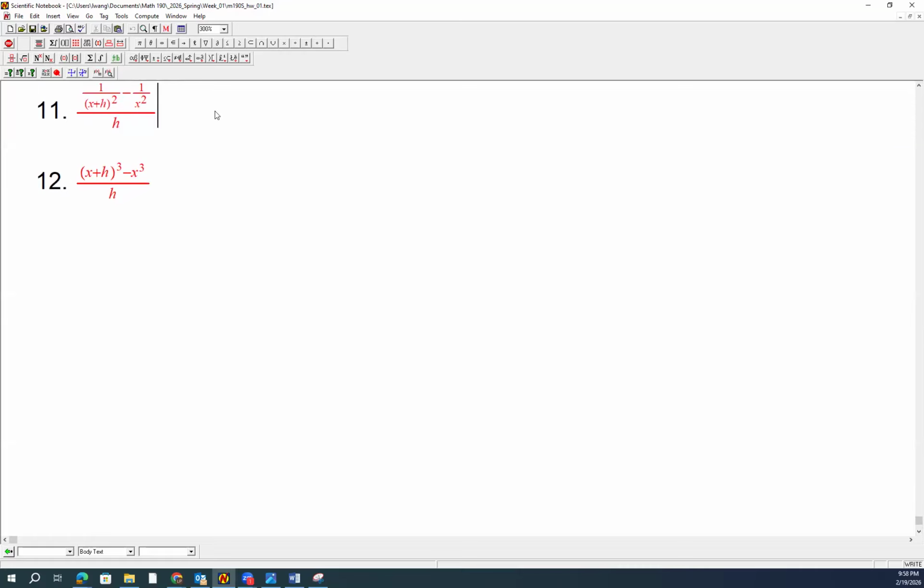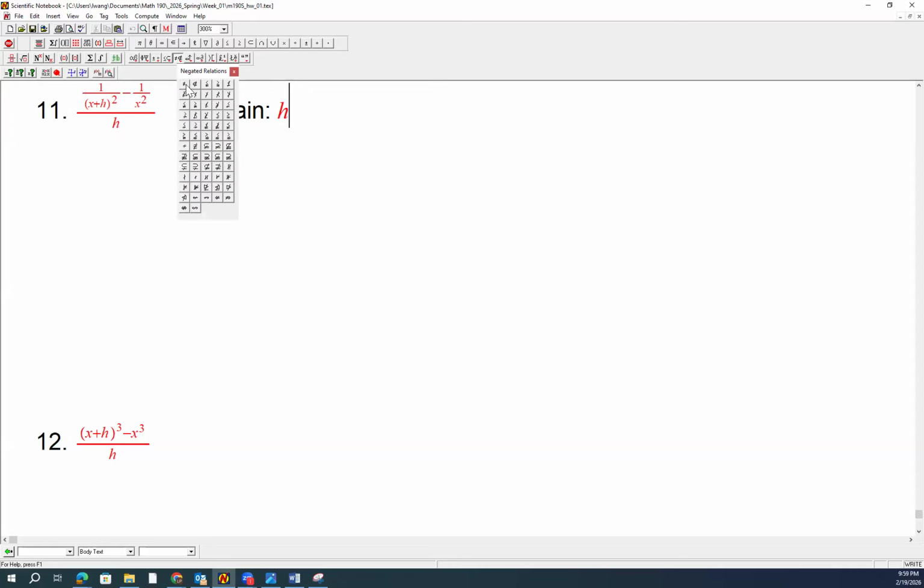11, complex fraction again. Domain. In this case, we have two variables. But which variable will we consider domain for? One of them, of course, is going to be h cannot be 0. Okay, h cannot be 0.